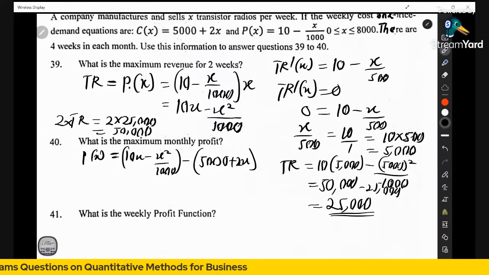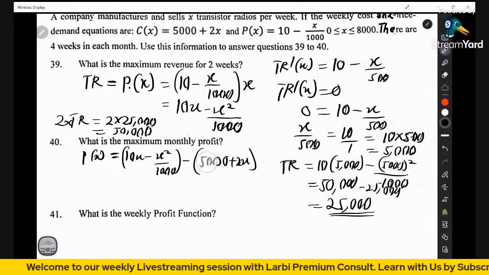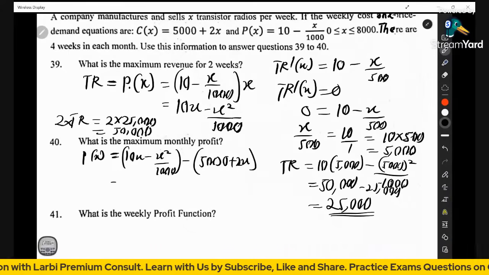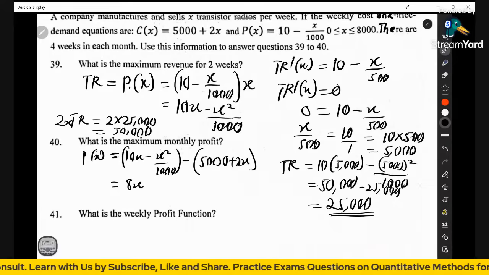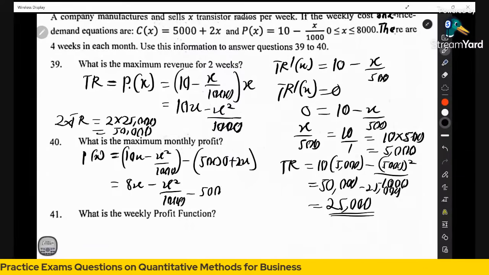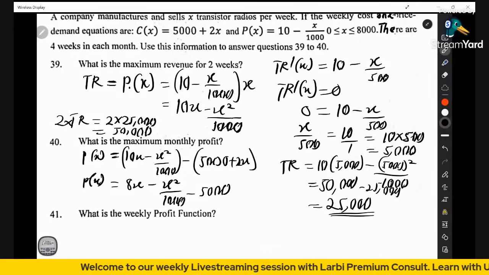So what should we be able to get at the end of the day? Here we just have to do the comparison. We subtract 2x from 10, because the whole of the cost is going to be negative. So negative 2x from 10 gives us 8x, and then we get negative x squared over 1,000 minus 5,000. So this becomes our profit function at the end of the day. But we have to find the maximum monthly profit.